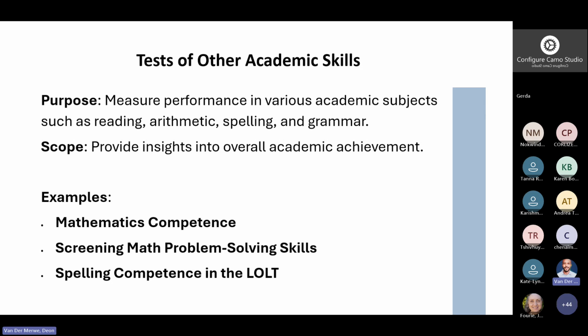And these are just some of the general tests that measure performance in academic subjects like reading, arithmetic, as well as spelling and grammar. And these tests that are part of your SNART document include the mathematics competence, the screening math problem solving skills, as well as the spelling competence in the LOLT.